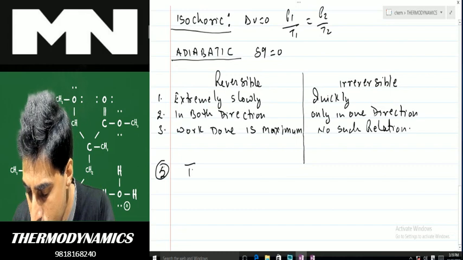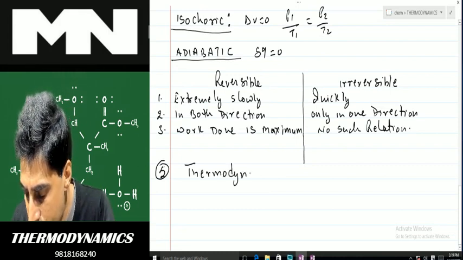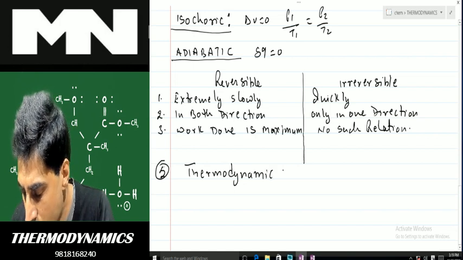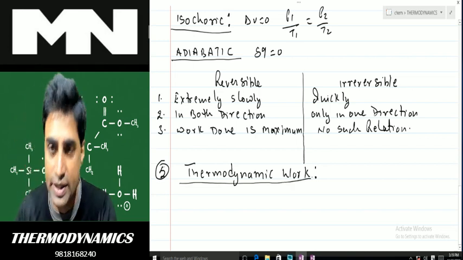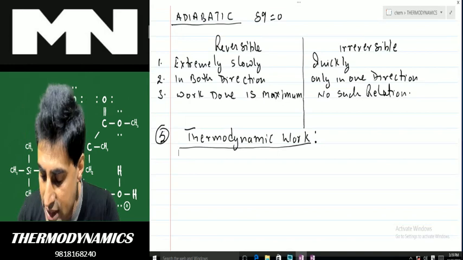is thermodynamic work. Thermodynamic work, as I have already told you, is represented by P delta V. We'll see how that comes.